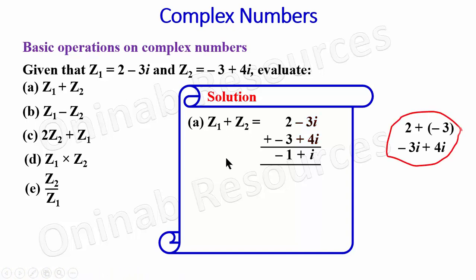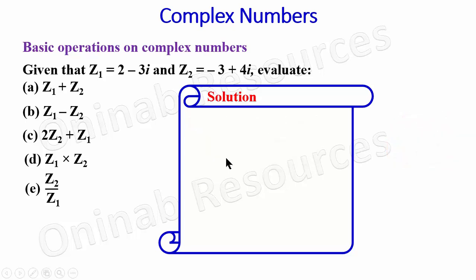Then we go to B. So for B, we have z1 minus z2. Also arranging the subtraction in a tabular form, we have 2 minus 3i minus negative 3 plus 4i.